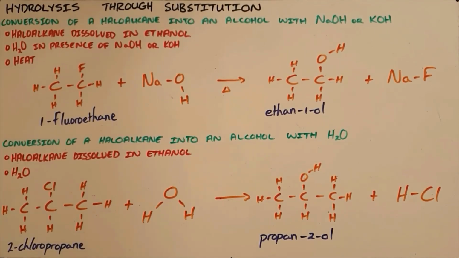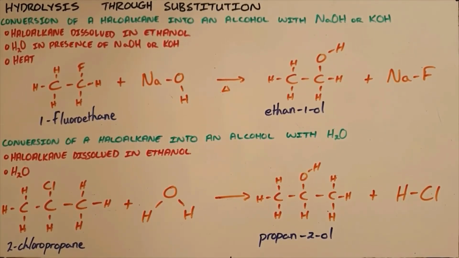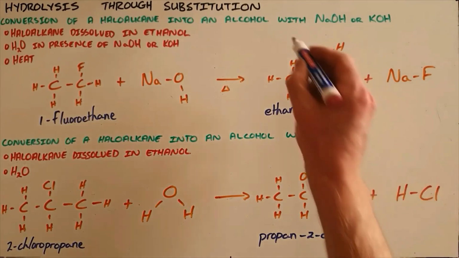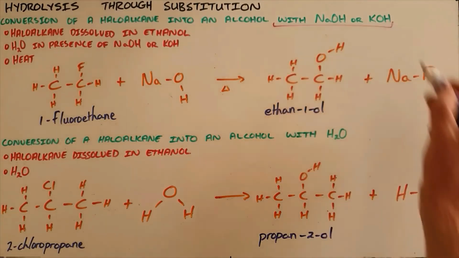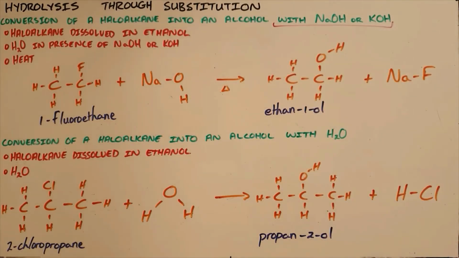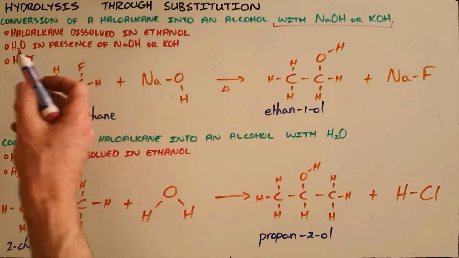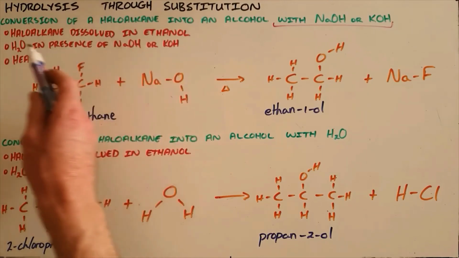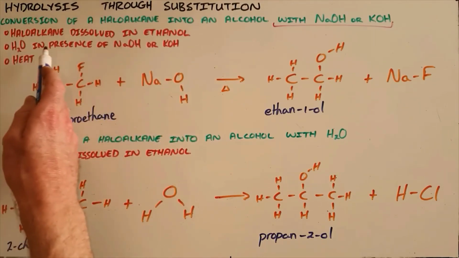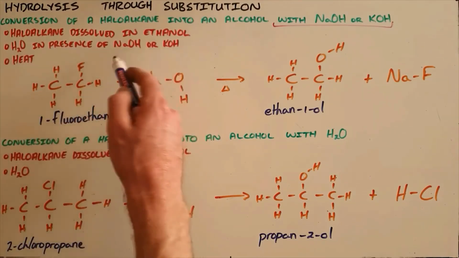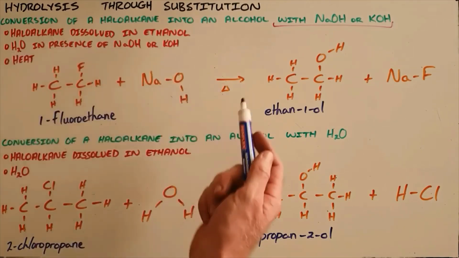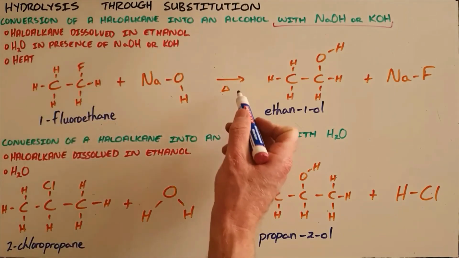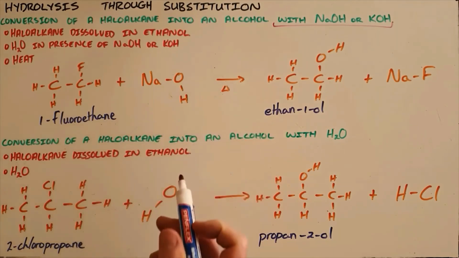Hydrolysis through substitution is the conversion of a haloalkane into an alcohol, and there are two ways in which that can be done. The first is with sodium hydroxide or potassium hydroxide. The specific conditions required for this type of reaction are firstly that the haloalkane must be dissolved in ethanol. Second, there must be water present, and sodium hydroxide or potassium hydroxide, and the reaction solution must be heated, again demonstrated with the triangle underneath the arrow.